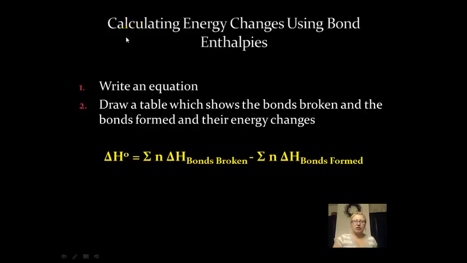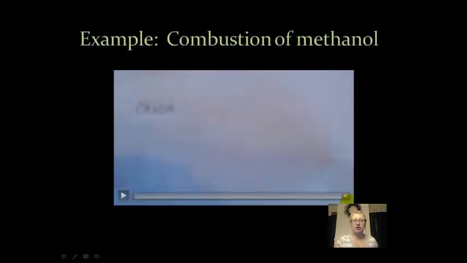So to calculate energy changes using bond enthalpies, the first step is to write an equation. Then you'll draw a table which shows the bonds broken and the bonds formed and their energy changes. And then you'll subtract the moles times the enthalpy of the bonds broken minus the moles times the enthalpy of the bonds being formed to find the total enthalpy change of the reaction.